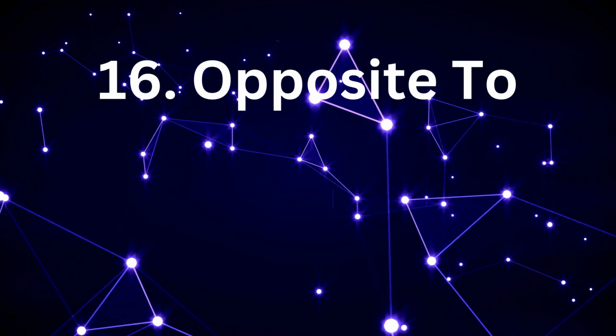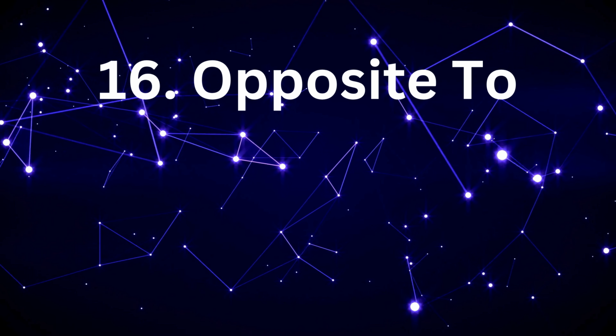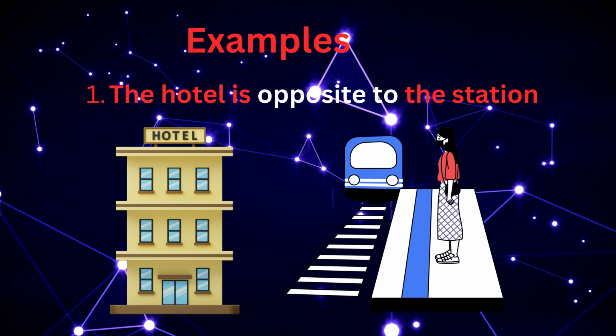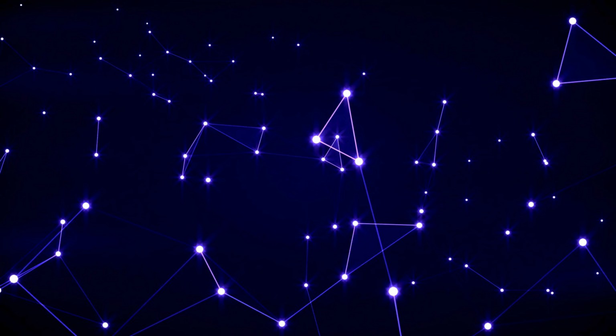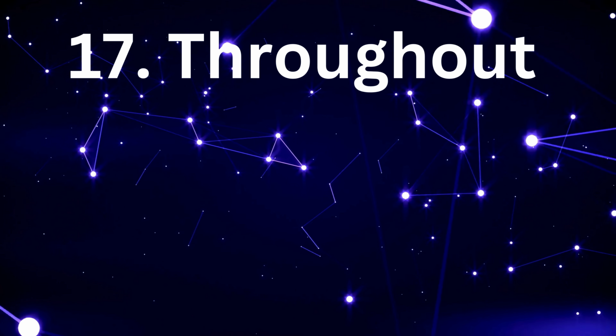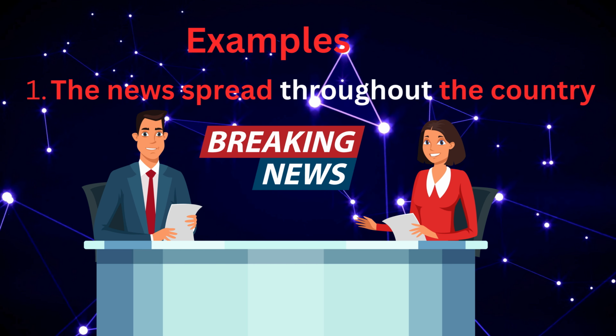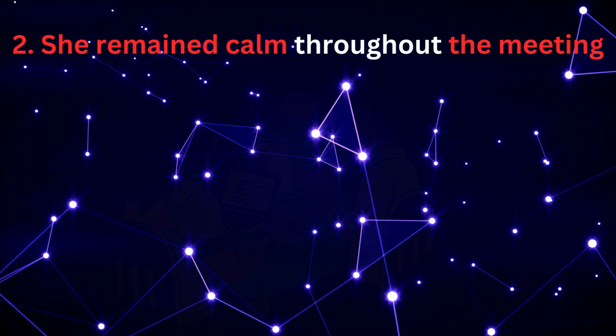Opposite to: facing or contrasting, used in comparison. Example, the hotel is opposite to the station. Their values are opposite to ours. Throughout: in every part, used for time or space. Example, the news spread throughout the country. She remained calm throughout the meeting.